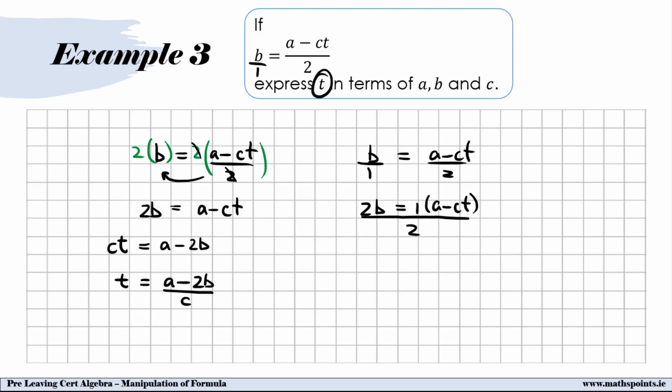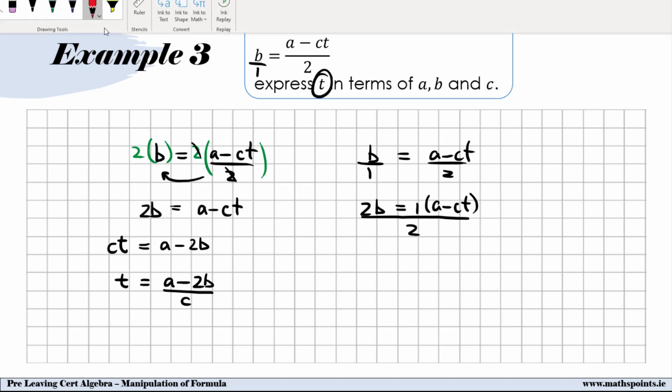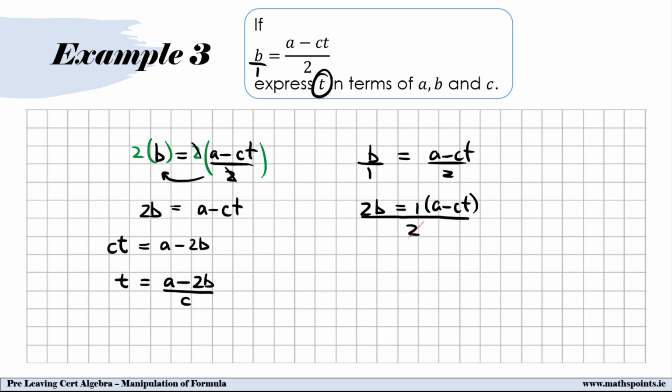Because all the terms are over the same denominator, we can drop that denominator too, and we're left with 2b is equal to a minus ct. In this example, I'm going to keep the t on the right hand side to show you that we do actually get the same answer regardless of what side we decide to collect the term we're trying to get by itself.